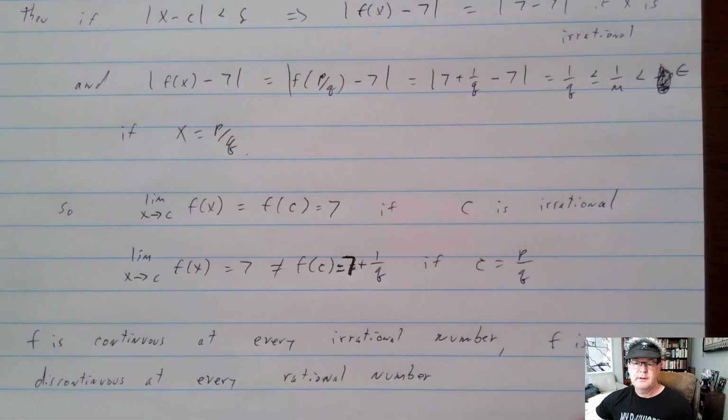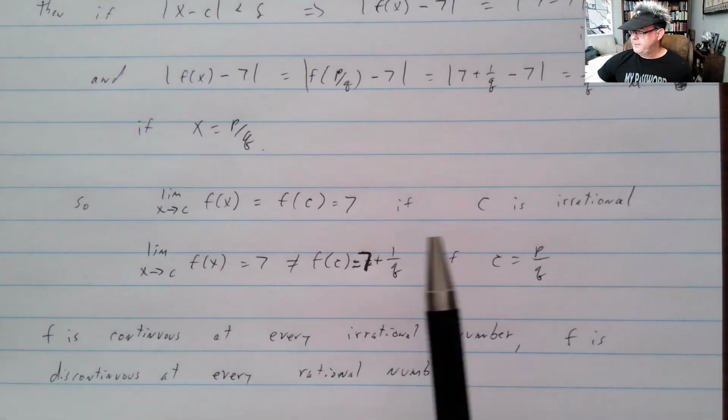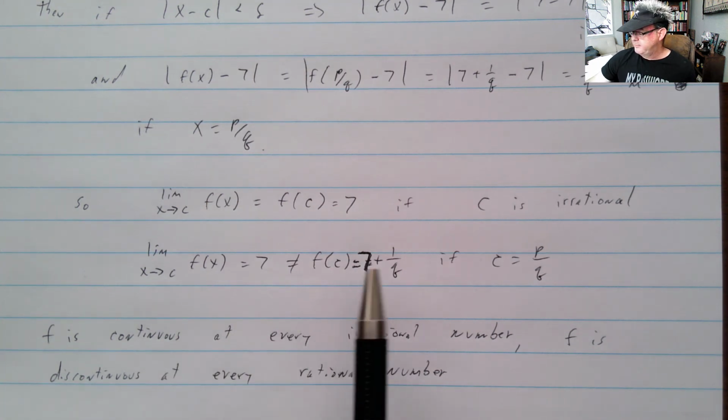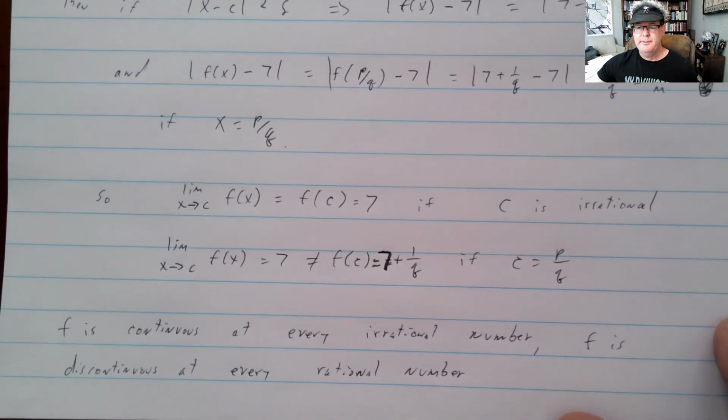So the limit is 7 for every real number, and that's the value of the function at the irrationals, but it's not the value of the function at the rationals. So the function is discontinuous at every rational number, but continuous at every irrational number. And of course, the rationals are dense. You know, between any two numbers, there's always a rational number. So that's kind of hard to picture.